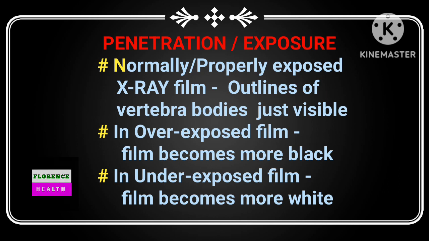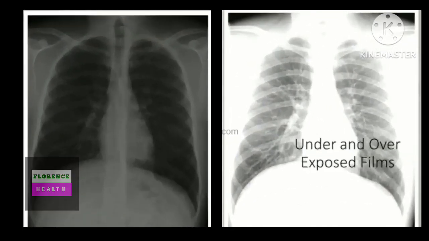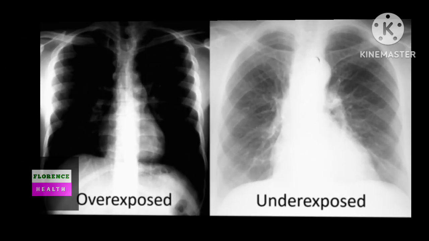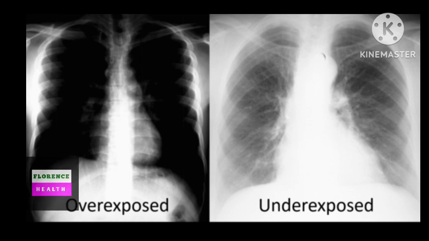Let us go with an example. Can you tell which is the overexposed and which is the underexposed film? In an overexposed film, the film will be more black. In an underexposed film, the film will be more white. Let's go with more slides of underexposed and overexposed films. In this case, you will ask for a fresh one.